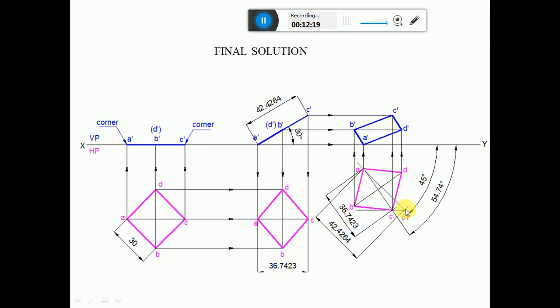Since the diagonal is inclined at 45 degrees to VP, first consider any point and draw an inclined line of 45 degrees. Since this is the true inclination line, measure the true length of the diagonal. The true length of the diagonal is AC here in the top view. Consider any point and cut an arc on that 45 degree line. So you are going to get the locus. Once you get the locus, take the apparent length from A to C, and from the same point cut an arc on this locus so that you get the point C.